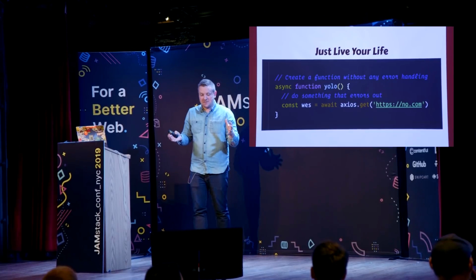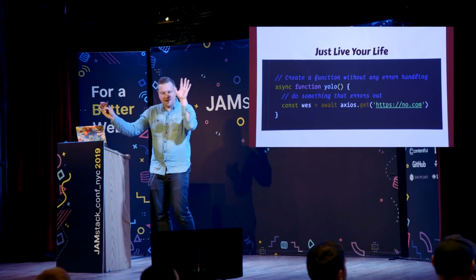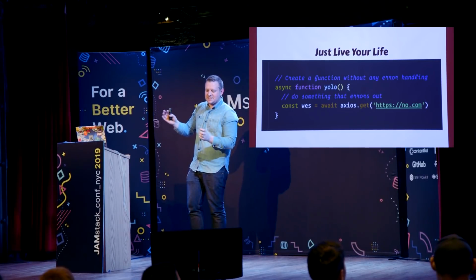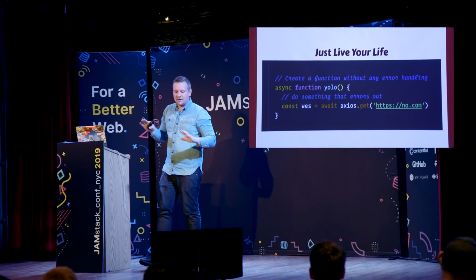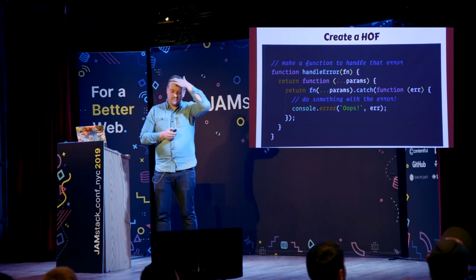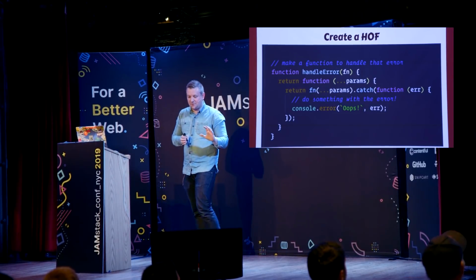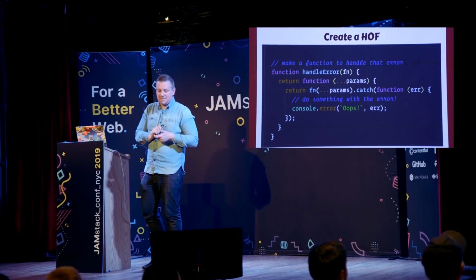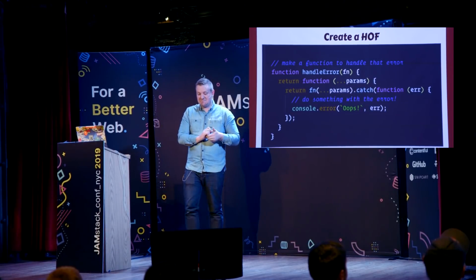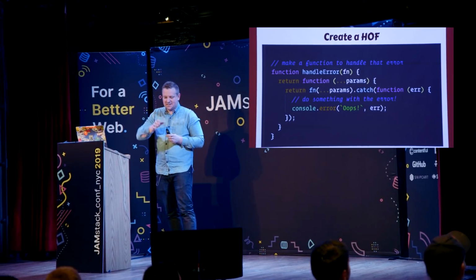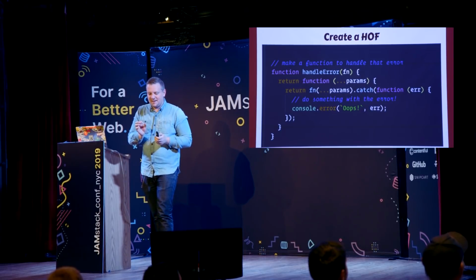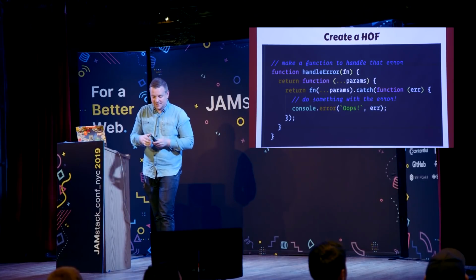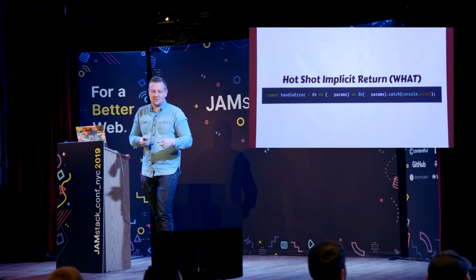So the way you do this is you just go ahead and live your life without any error handling. So I have a function called YOLO here, and I go ahead and await, and I assume everything is going to work fine. Then what you do, this is going to get a little hairy for a second, so hold on to your pants. You create a higher order function that is a function that takes in a function and then returns that same function, but with a .catch tagged on to the end of it. And that's really cool because then you can do something like this.